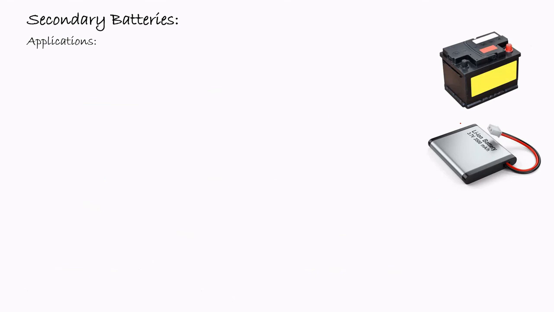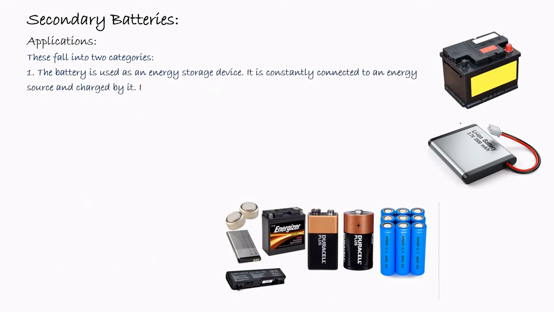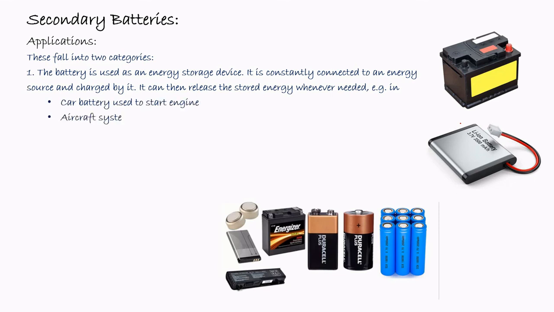Now the applications of the secondary batteries. They fall into two categories. That means the applications of the secondary battery can be categorized into two parts. The first one is the battery which is used as an energy storage device. It is constantly connected to an energy source and charged by it. It can then release the stored energy whenever needed. That is, in car batteries used to store energy, aircraft systems, standby power resources, emergency no fail systems, and so on.